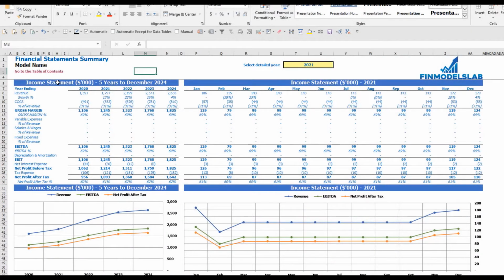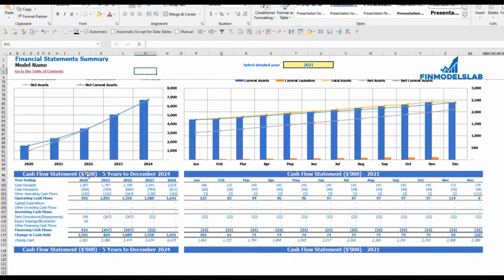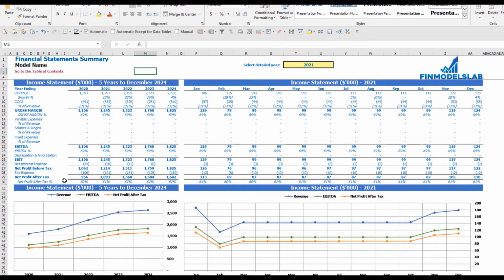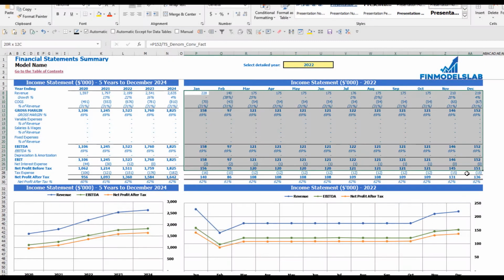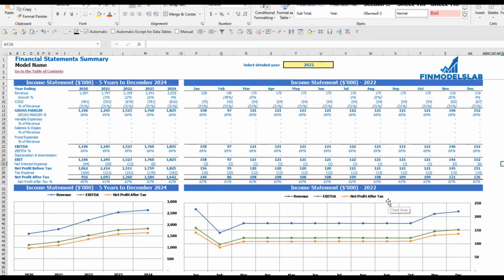Which consists of information about income statement, cash flow, and balance sheet, broken down by years, with nice charts. Additionally, you are able to select detailed year on the top of the summary, and you may see this information broken down by months for this specific year, and you may see the chart with the main KPIs for each of the statements.